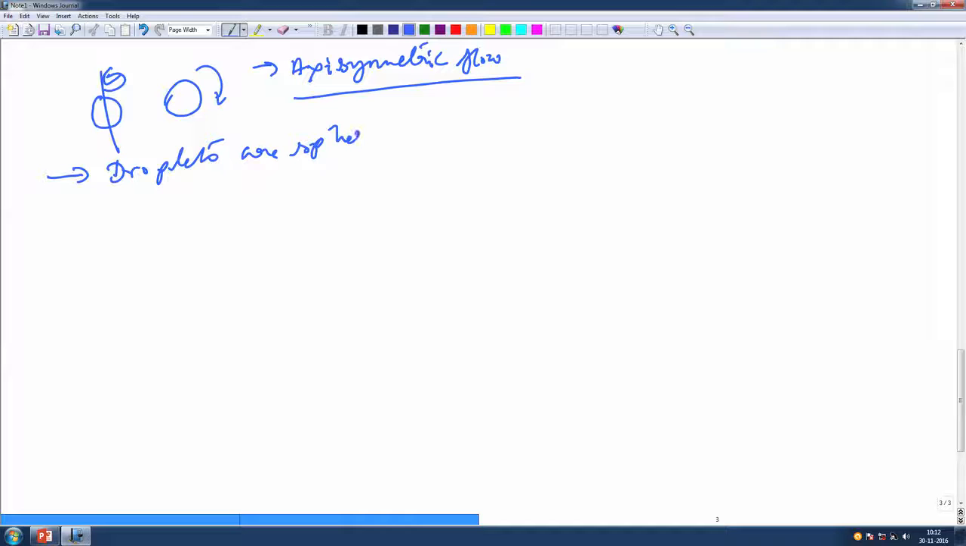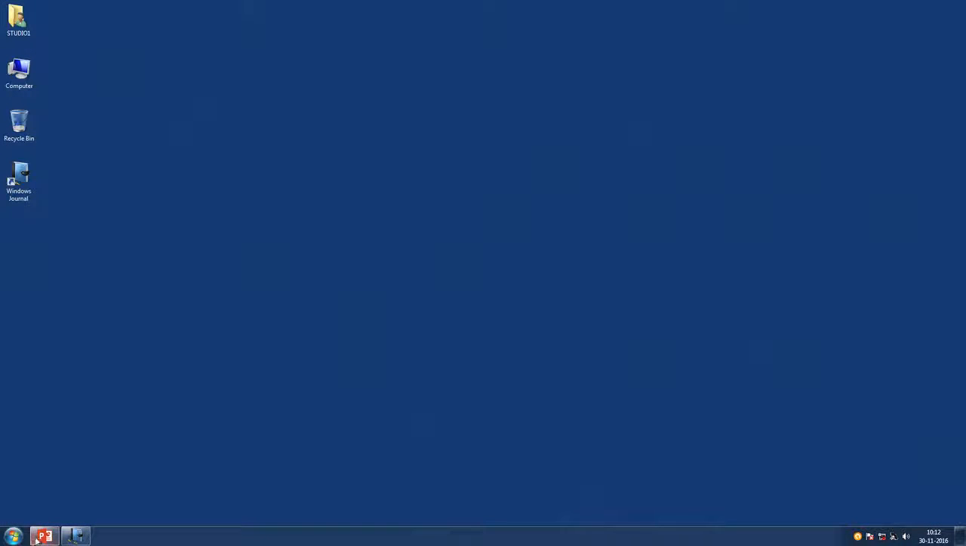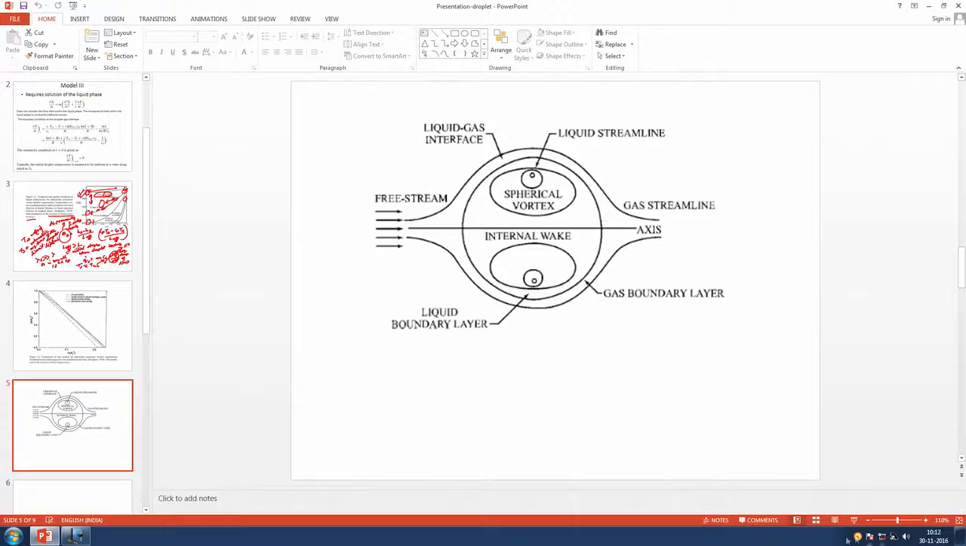Now, this is true in some cases, not always, because droplet deformation and atomization can happen, and it is a very strong function of the flow field as well. So, it is not that the droplets will always remain spherical, but that is the assumption. Now, based on this, let us look at the PPT of the flow field that we are going to see in the droplet.